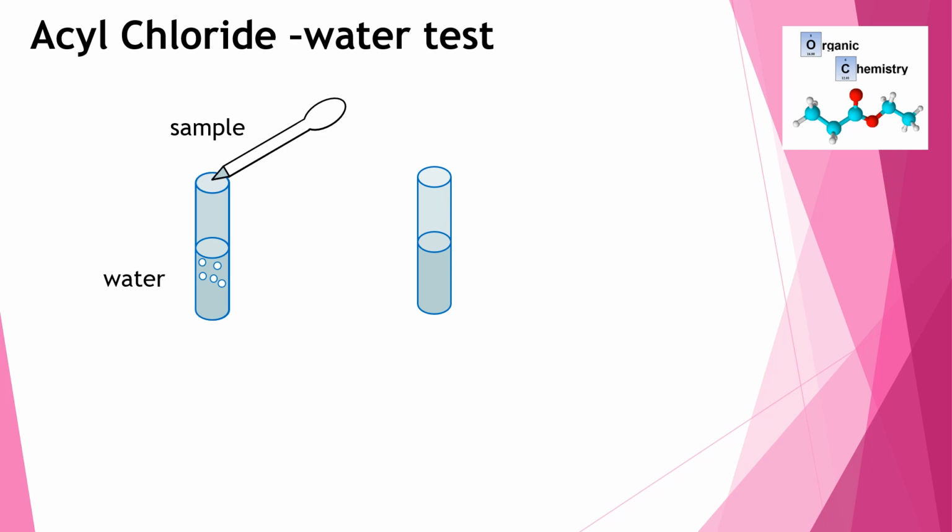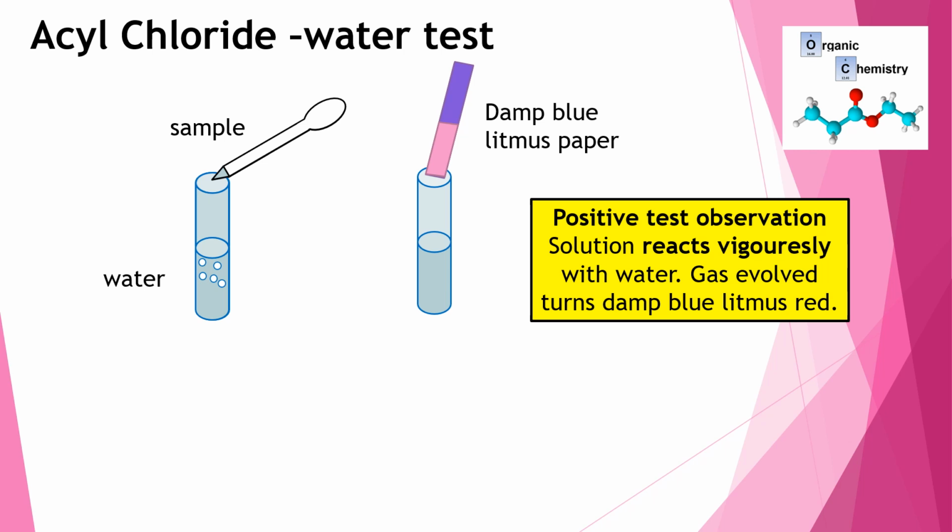Then that gas that's evolved off, we're going to test it with damp litmus paper. You take the litmus paper, you put it under the tap, you get it wet, and you hold it over the top of the test tube, and it goes pink. Because there's hydrochloric acid gas, HCl gas, coming up, and when it hits that damp water, it makes hydrochloric acid that turns the litmus paper pink.